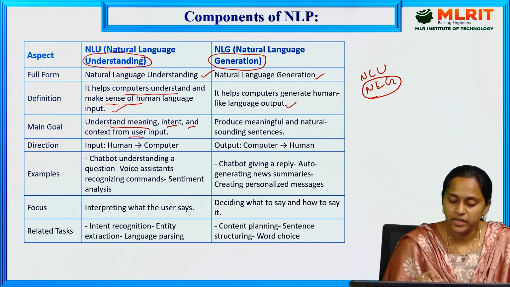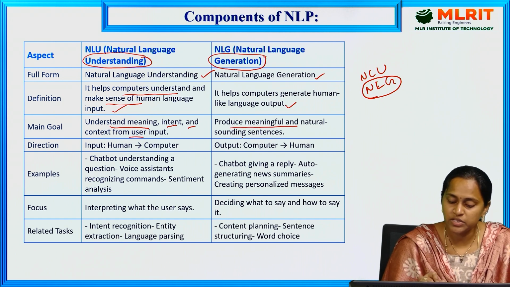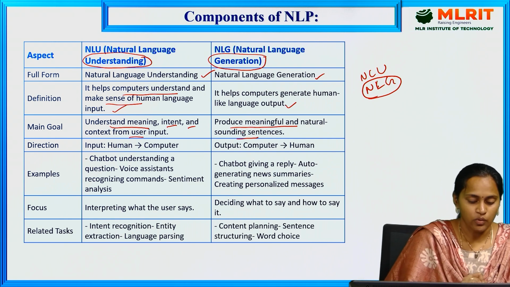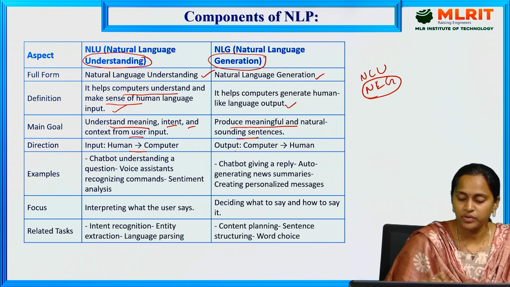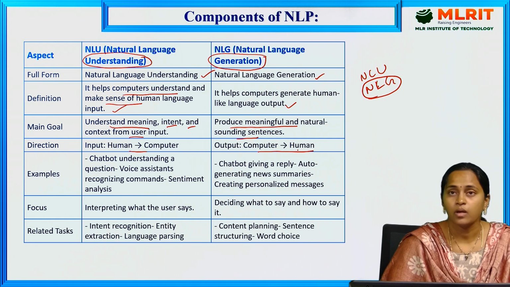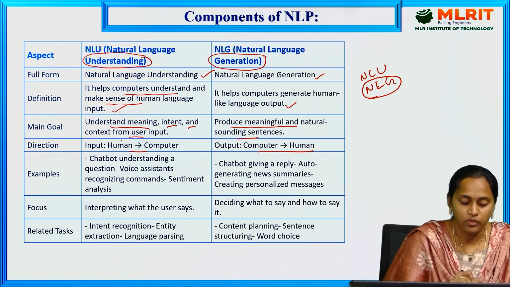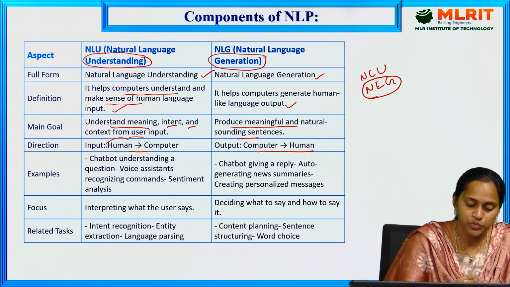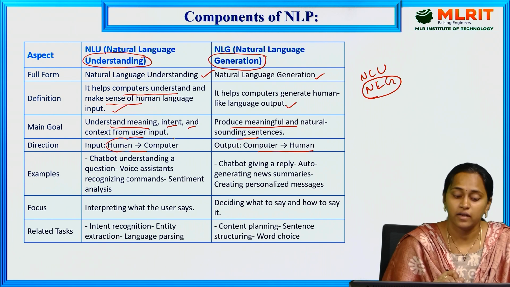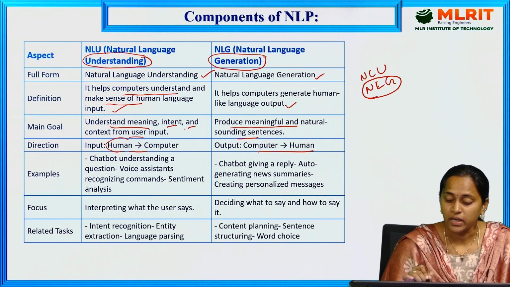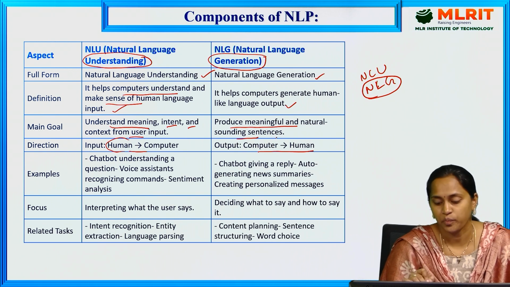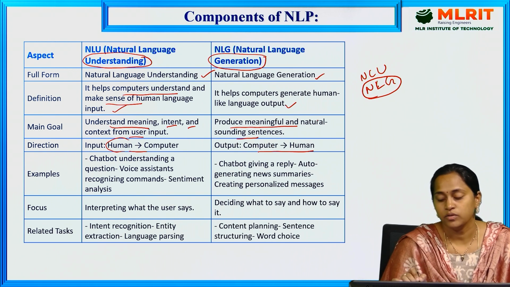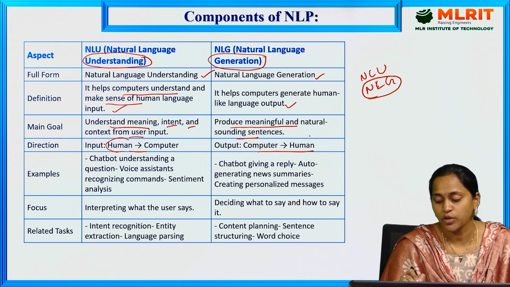Next, coming to NLG, it produces meaningful and natural sounding sentences. The direction is human to computer for NLU, and computer to human for NLG, right? In natural language understanding, the computer understands the human's spoken words, and then it chooses the output. But in NLG, we get the data from the computer, then we generate human language text for the human.